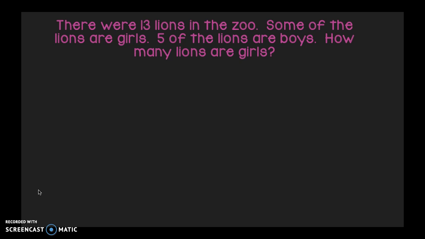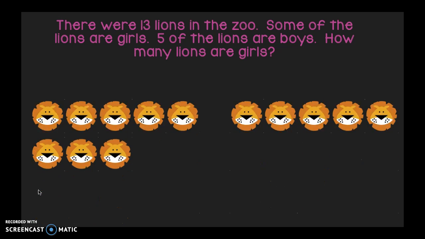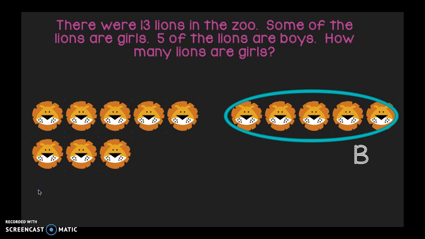Oh, good. I'm going to show you what I did, and we can match to see. Now, question for you. If you solved it a different way, is that okay? Of course, because our learning goal says that we can solve them using different addition and subtraction strategies. You're so smart. Here we go. I started with 13 lions, mostly because they're adorable. Then I remember the fact that it told me that 5 of the lions are boys, so I just went ahead and I circled 5, and I labeled them with a B.